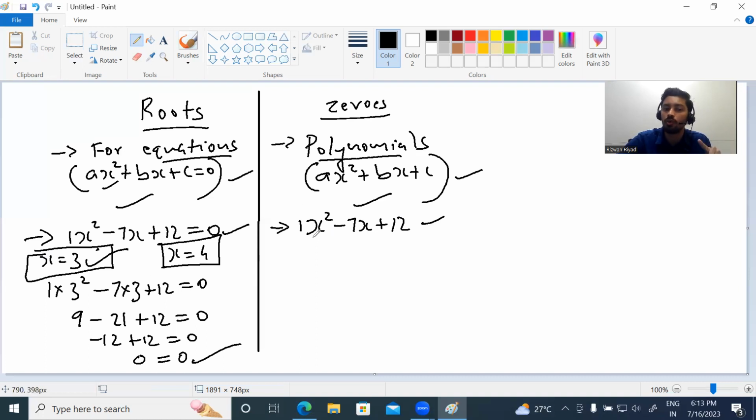These two are the roots of this equation. But when it comes to a polynomial, you can put any value for x. For example, let's put x equal to 1. If you put x equal to 1, you will get a corresponding value of this polynomial.